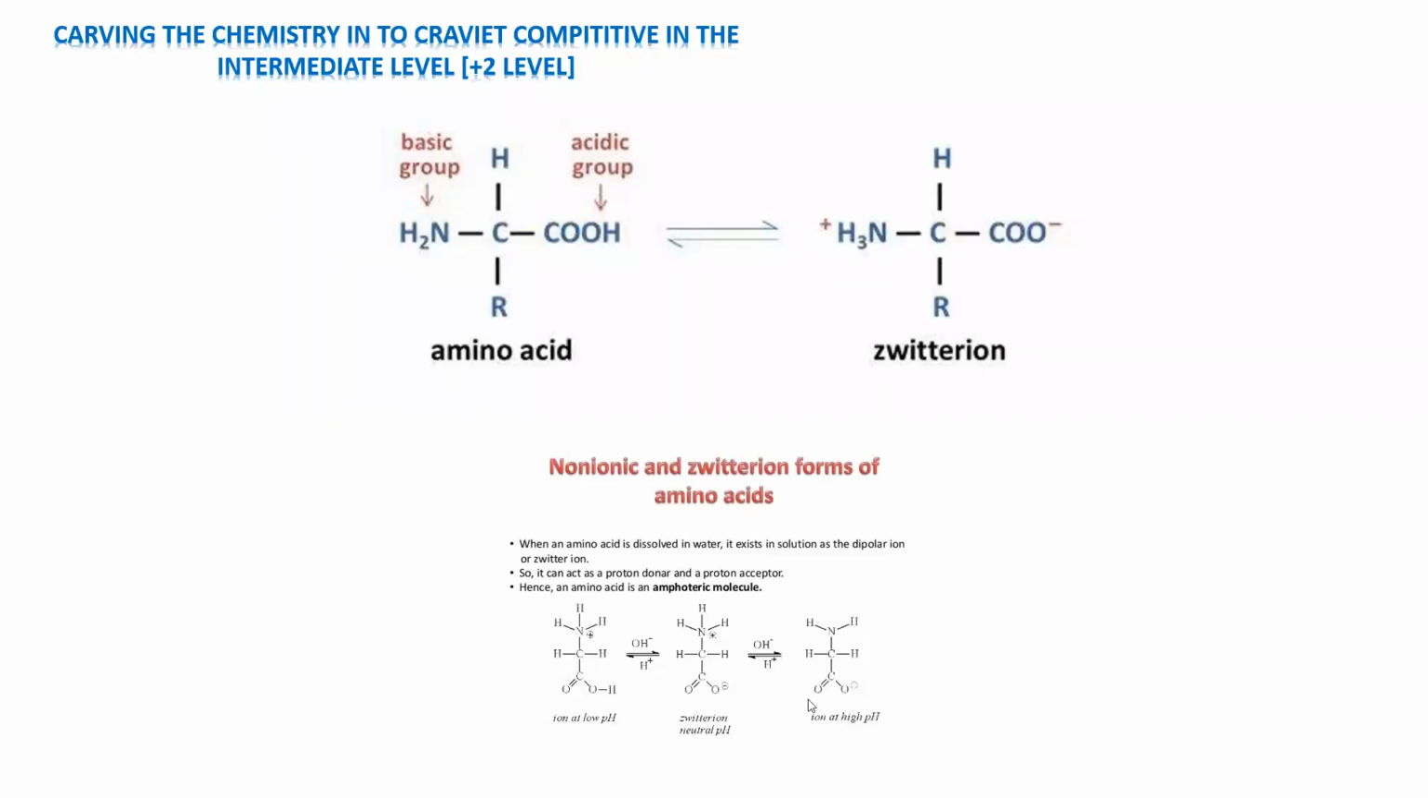Because of this Zwitter ion formation in amino acids, we can say amino acids are amphoteric in nature, because they are both proton donor and proton acceptor, right? In accordance with Bronsted, acidic and basic nature are both present. Hence, we can say the compound is amphoteric in nature.